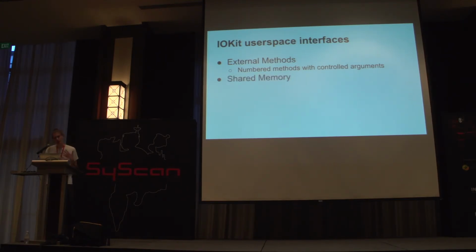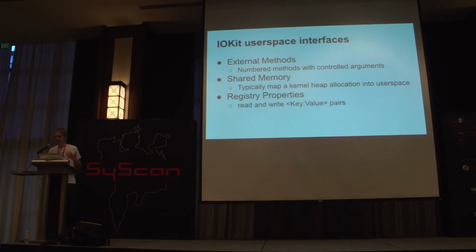And the second user space interface is via shared memory. What you can do is simply ask your driver, make me a heap allocation in the kernel. It's not quite that simple, but the driver will typically make a heap allocation and share it with user space, and then they're free to do whatever they want. And we'll see some funny bugs there. The third type of interface is via registry properties. Basically, drivers can expose a set of key-value pairs, and some of them are configurable. So we'll have a look at those as well.